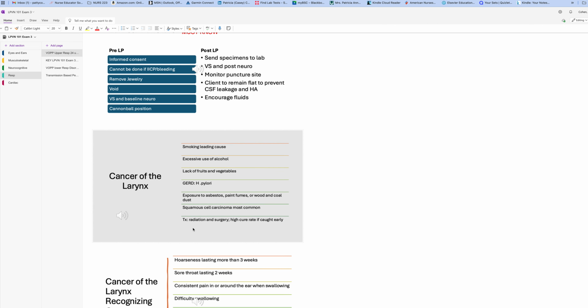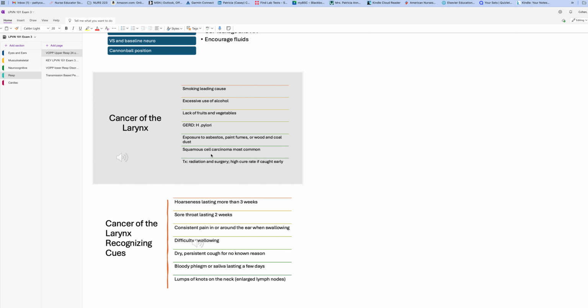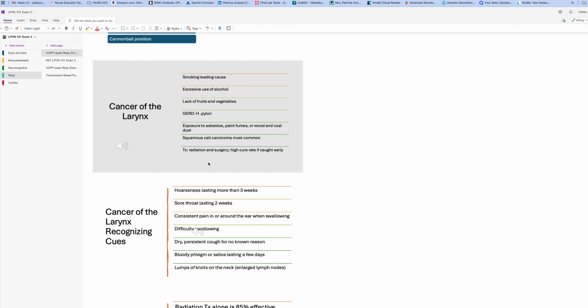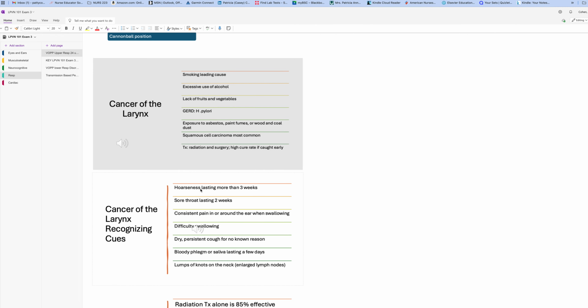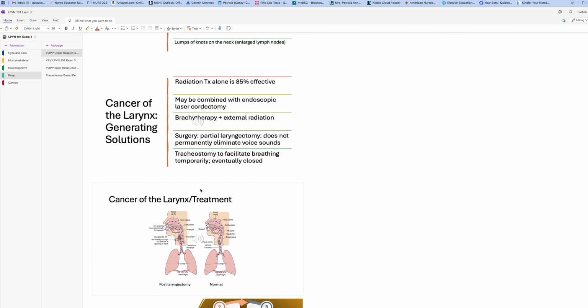Cancer of the larynx. Smoking is the leading cause, and smoking and alcohol is a recipe for cancer of the larynx, okay? If somebody has GERD for a long time, they can also get it, and exposure to environmental things like asbestos, paint fumes, wood, or coal dust. Treatment is radiation and surgery. If anybody has a sore throat greater than 2 weeks, or hoarseness lasting more than 3 weeks, they need to see a provider, okay?